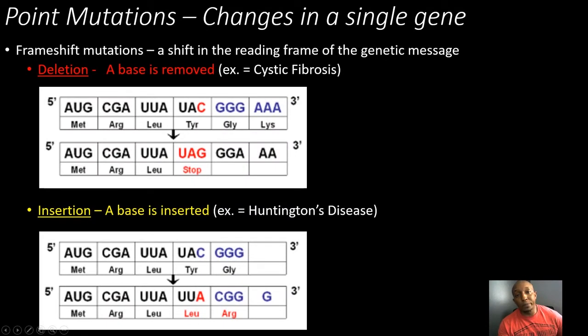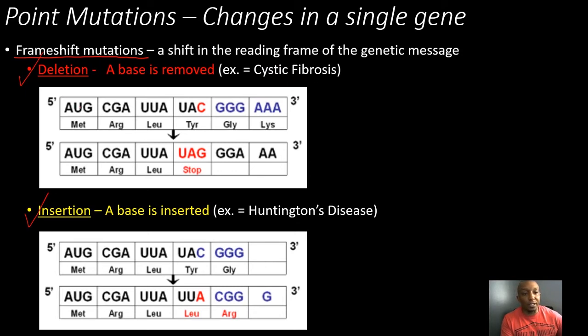Now let's move on to point mutations, which are changes in a single gene. We have two types of point mutations. We have deletions and we have insertions. Both of these are also known as frame shift mutations because they cause a shift in the reading frame of the genetic message. So let's start off with deletion. As the name says, a base is removed or deleted. An example of a deletion disease would be cystic fibrosis.